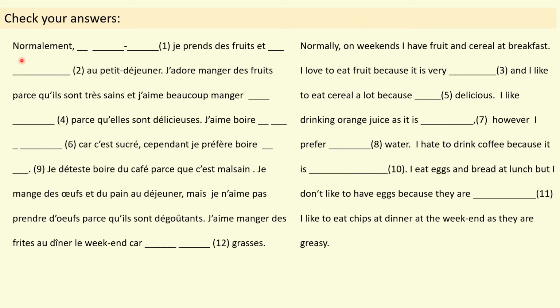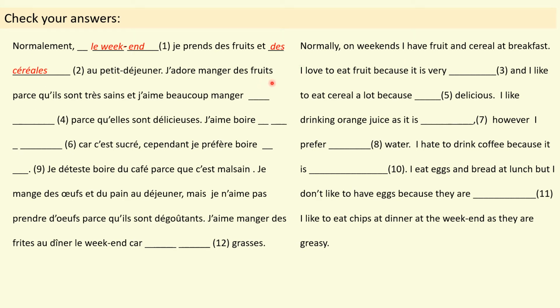Okay, so we had the first one. So normalement, le week-end is normally on weekends. Je prends des fruits et... So I have fruit and cereal. So the answer is cereal, des céréales, au petit déjeuner.